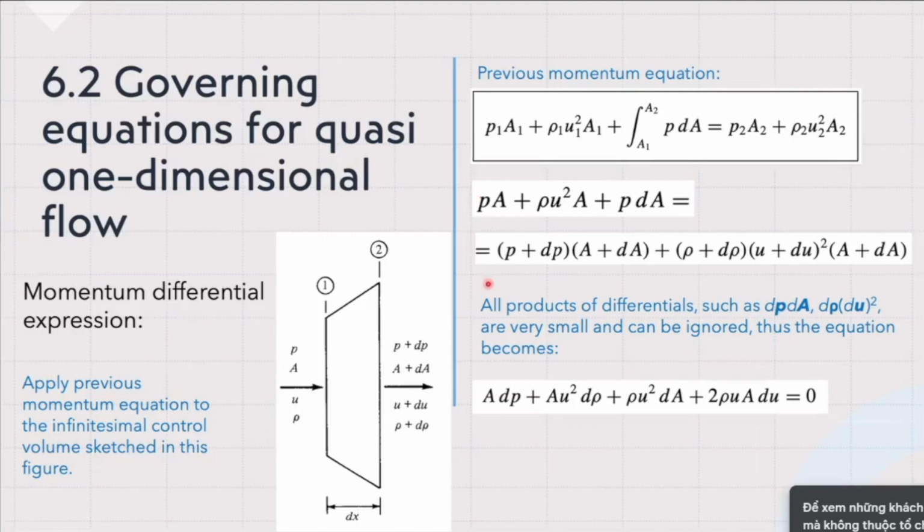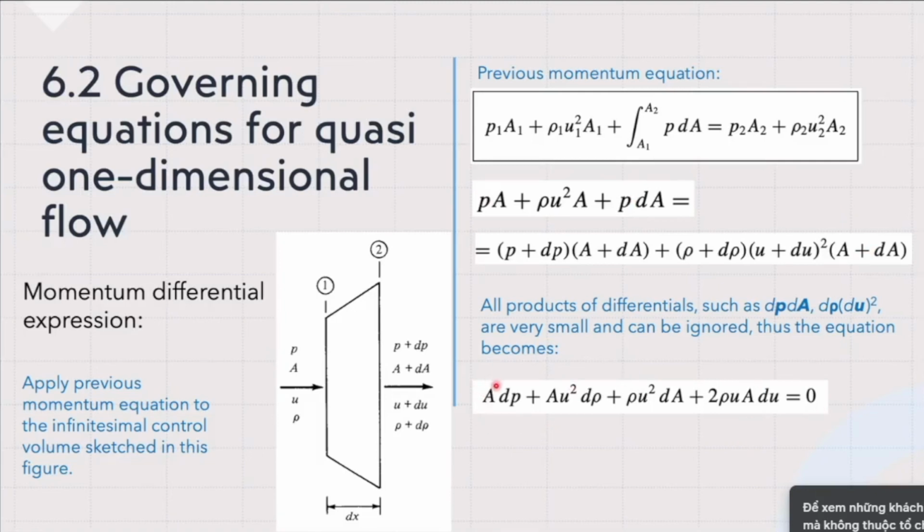So all products of differentials, such as dp dA and d rho du squared, are very small, right? So those components are very small. Then we make another assumption that they can be ignored, right? And that's the equation. So this equation can then be reduced to an expression given down here, all right?